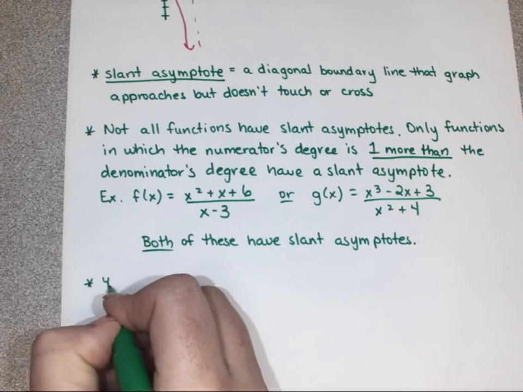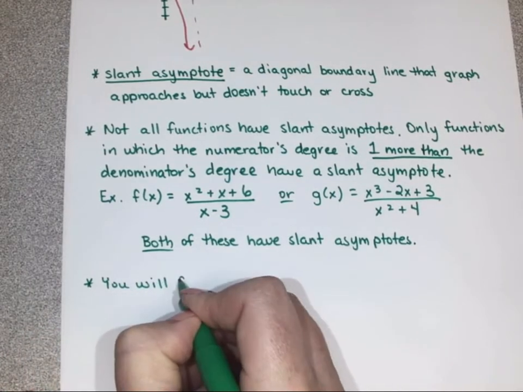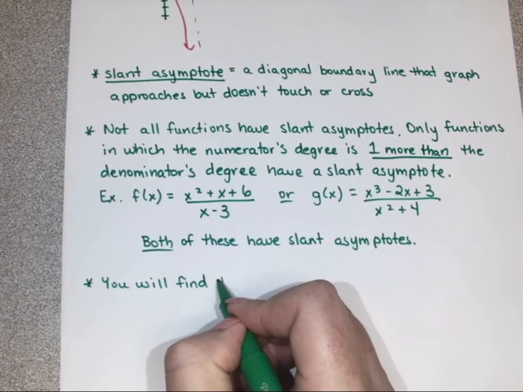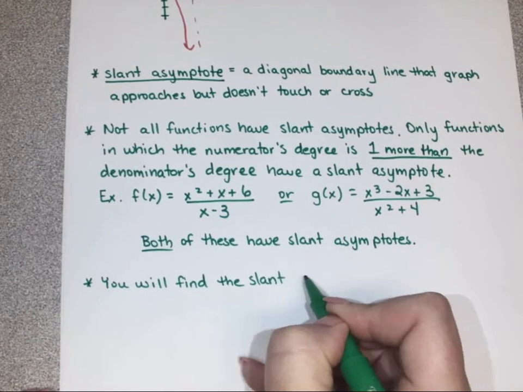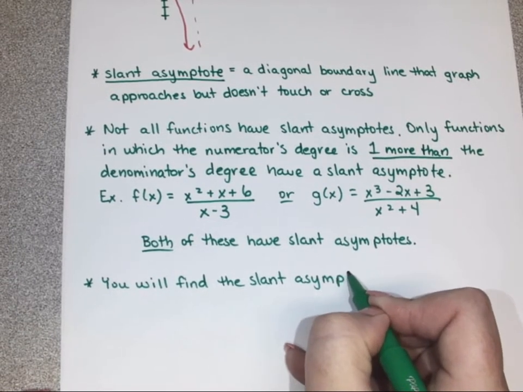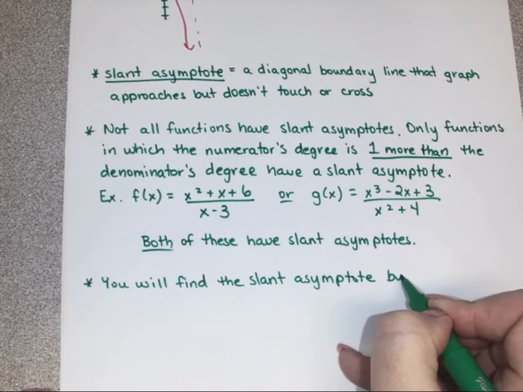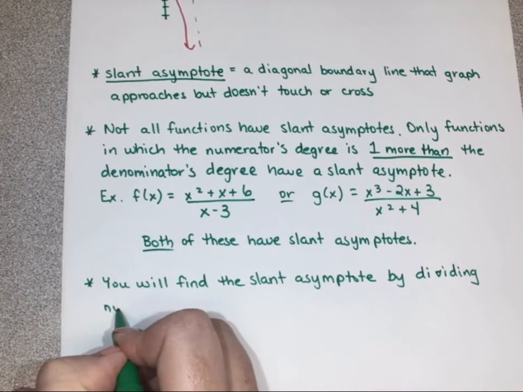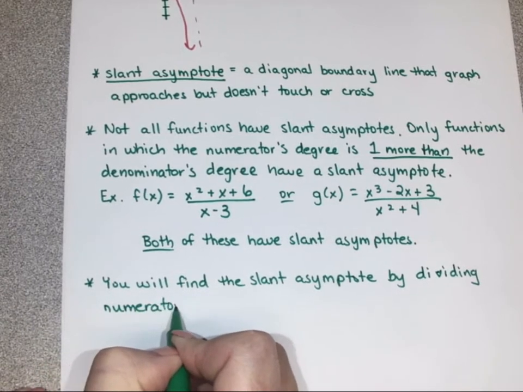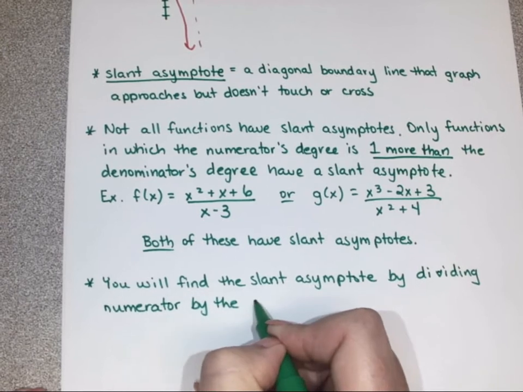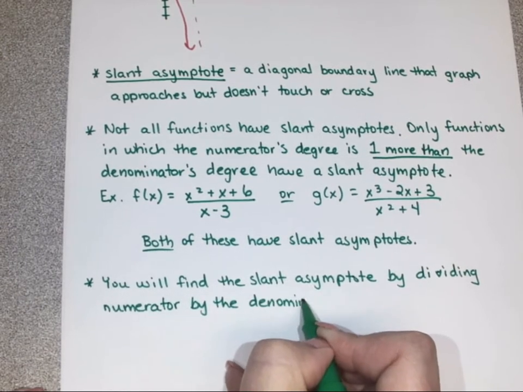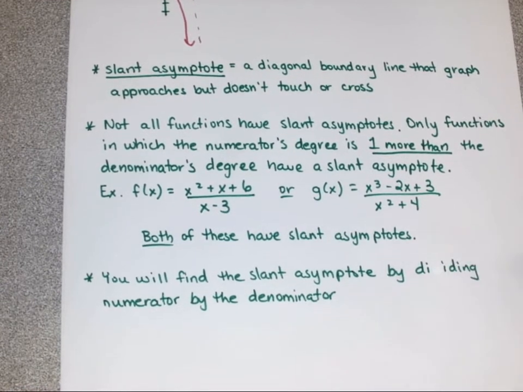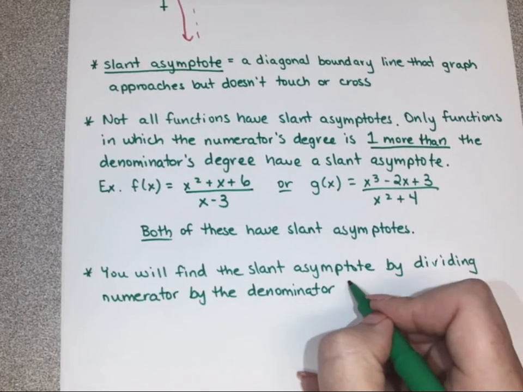All right, so now that we covered kind of which ones will even have one to begin with, let's talk about how to find the ones that have it. You will find the slant asymptote by actually dividing the numerator by the denominator. We have 2 ways to do that. So what were our 2 ways of dividing polynomials? Long division and synthetic, yes.